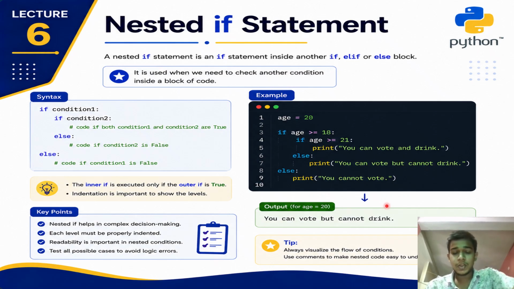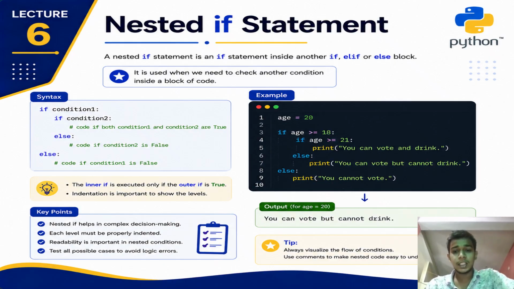Now imagine the age was 22. The first condition would be true because 22 is greater than 18. The second condition would also be true. So Python would print, you can vote and drink. Now imagine the age was 16. The very first condition would become false. Python would not check the inner if. If this condition becomes false, Python will not check the inner if and else statement. It directly prints the else statement and the output will be, you cannot vote.